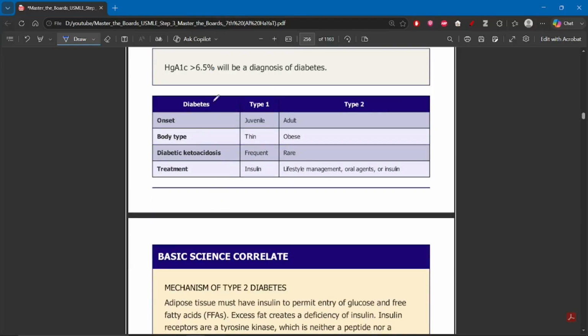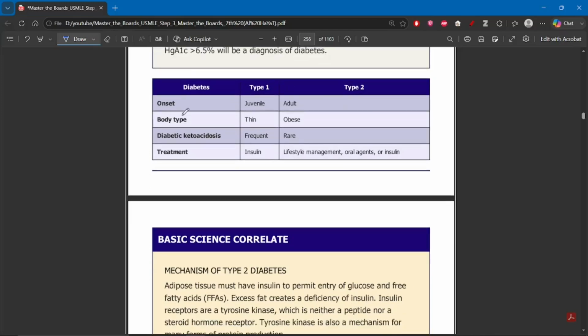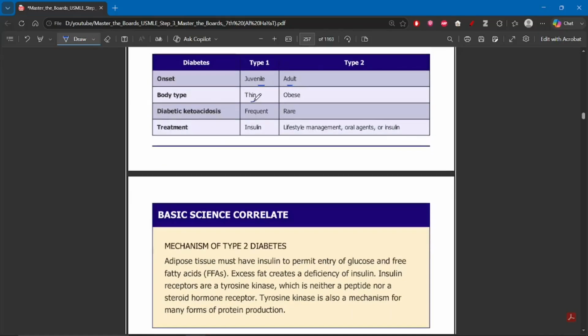So diabetes is of two forms, type 1 and type 2. And we are comparing it in this table: the onset of diabetes in type 1 is juvenile, in type 2 it's adult. Body type is thin in type 1. In type 2, you find mainly obese patients. Diabetic ketoacidosis is a frequent occurrence in type 1. It is a rare occurrence in type 2.